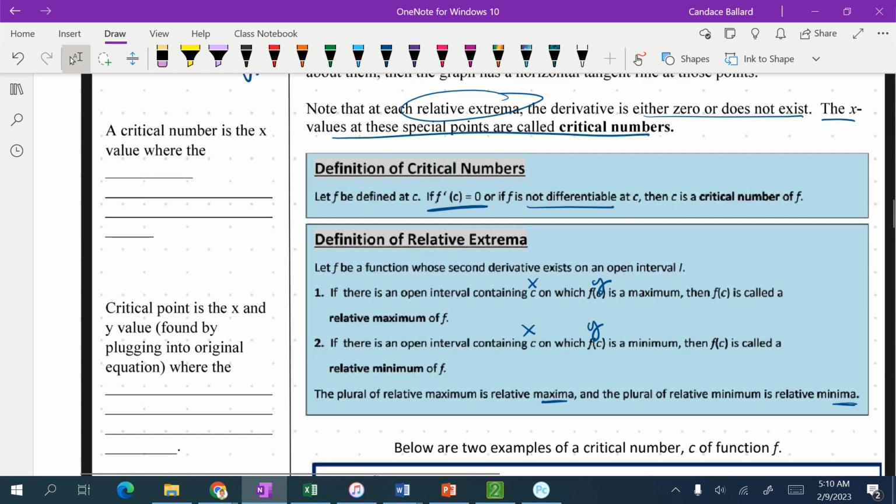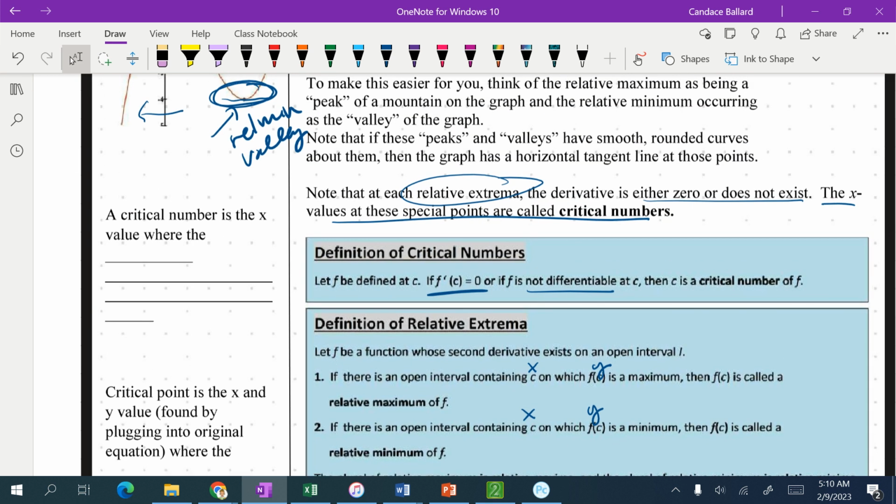So the way that we kind of remember these things is out in the left-hand column. So let's write those down really quick. A critical number is the x value where the derivative equals 0, because at a horizontal tangent, you're going to have a 0 slope, or is undefined. And remember, we can write undefined as does not exist, DNE.